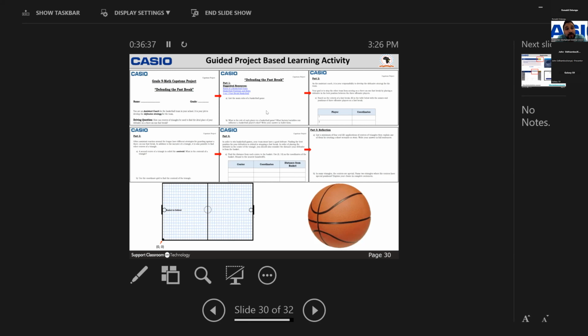And this is linked to other disciplinary subjects like physical education. We're talking about basketball, this is STEM. We're talking about math, projects, we can talk about science, we can talk about engineering. Here is where STEM relies on project-based learning as one of the trendy and new aspects of modern teaching.